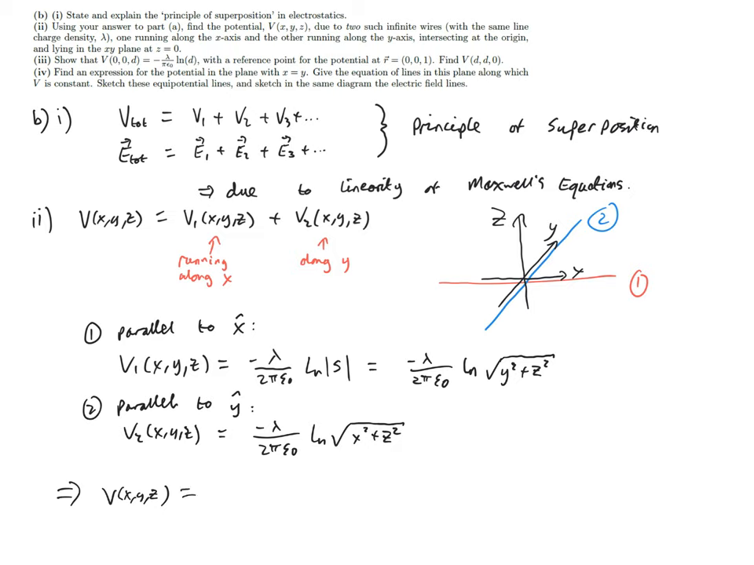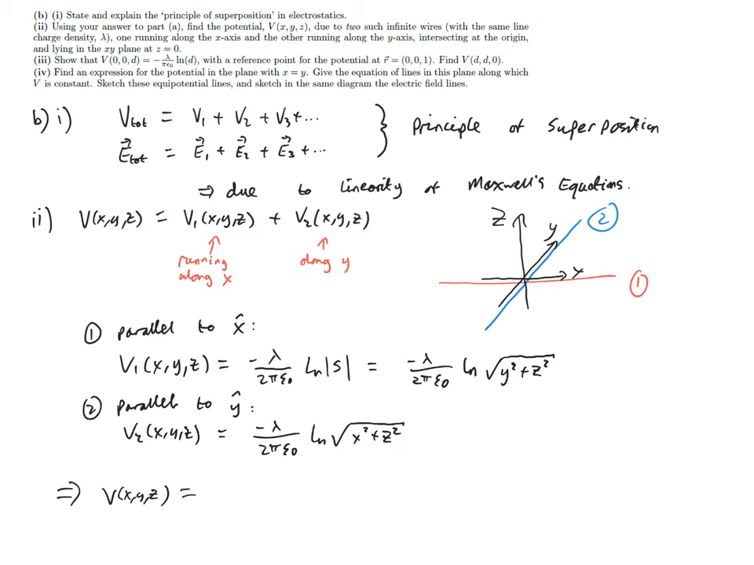This one has charge density minus lambda. This one has charge density plus lambda. And they're a distance 2a away from each other. So this is the z-axis running up this way. And this is the x equals 0 line here through the middle. And what we want to know, first of all, is, of course, the potential.